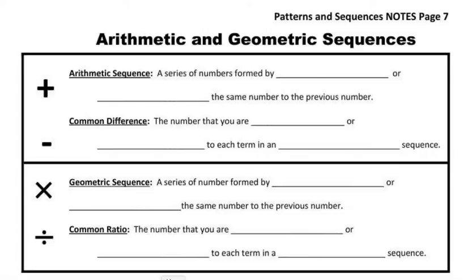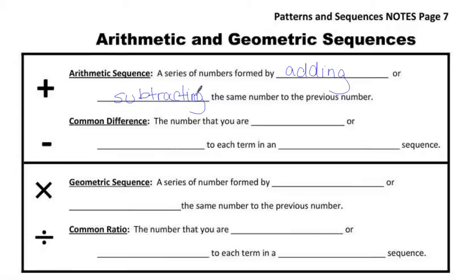In this video, we will be discussing arithmetic and geometric sequences. So an arithmetic sequence is a series of numbers formed by adding or subtracting the same number to the previous number. So the way I think of it is arithmetic is like arithmetic. It's your basic adding or subtracting that you learned in elementary school.